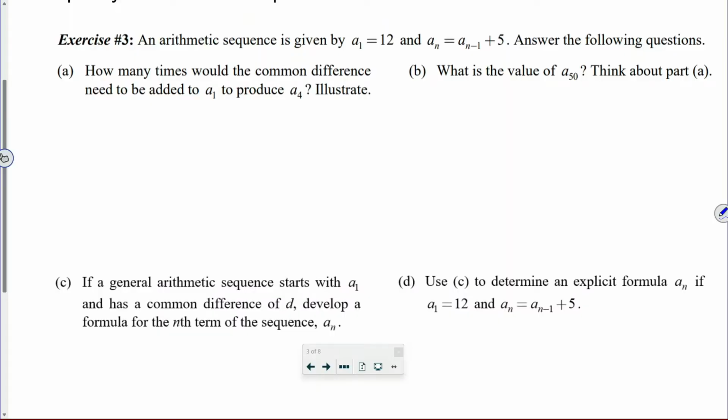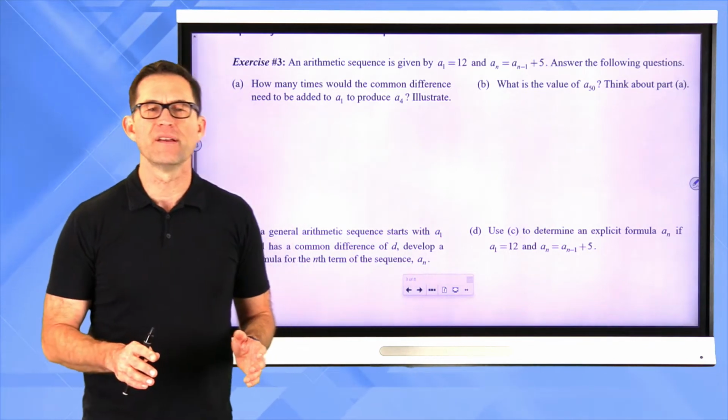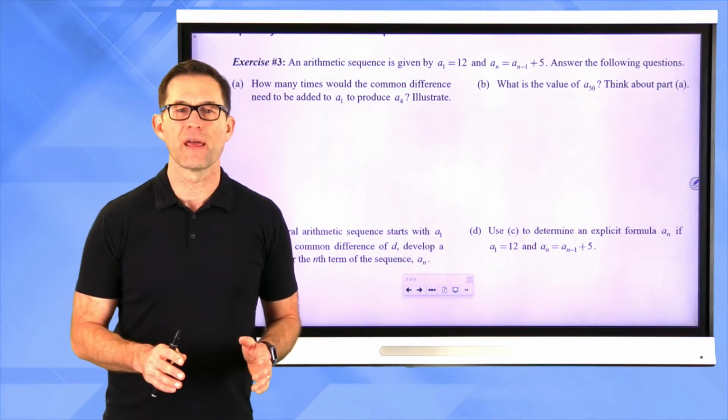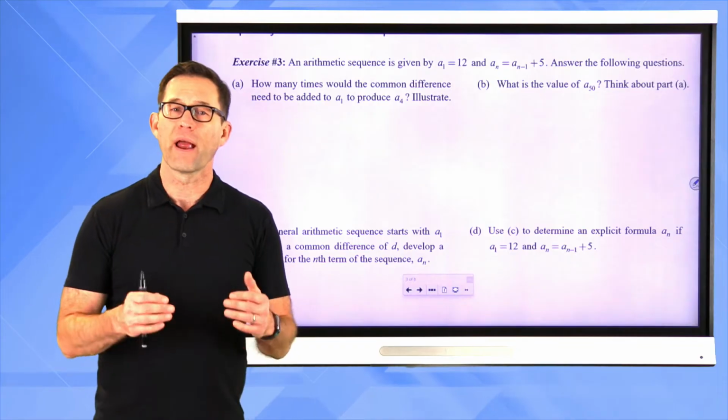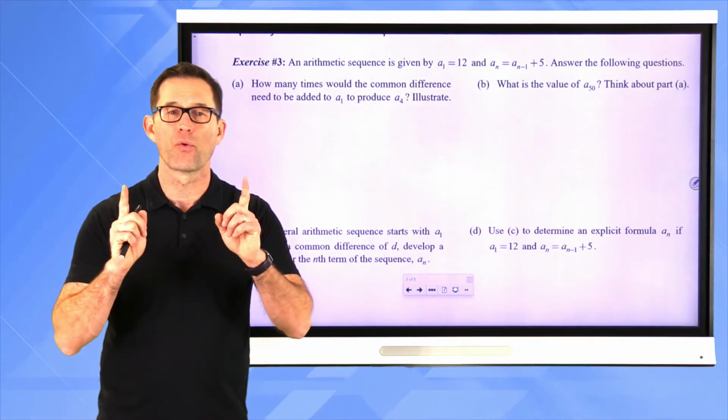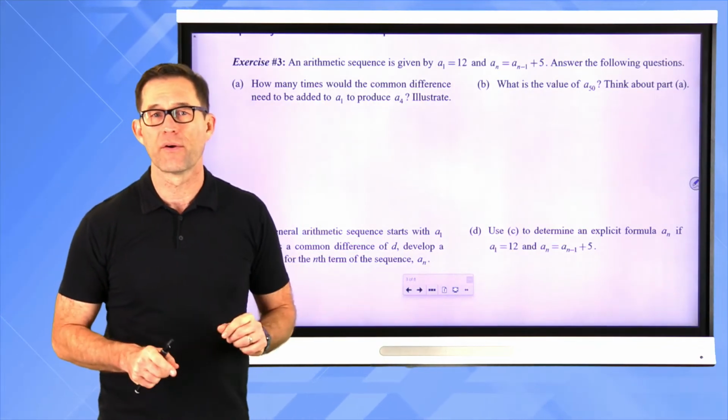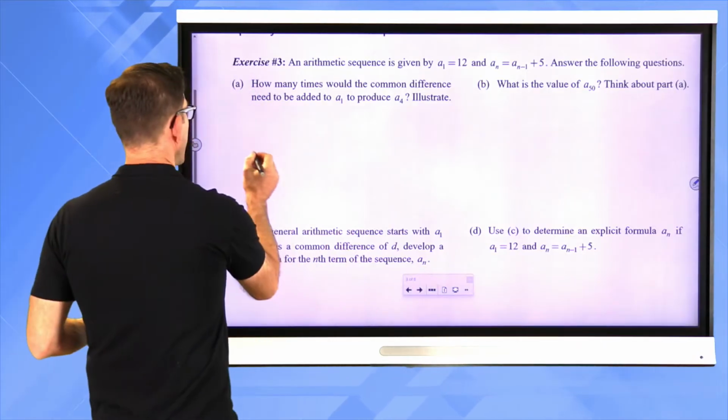An arithmetic sequence is given by a1 equals 12 and an equals an minus 1 plus 5. Answer the following questions. Letter A. How many times would the common difference need to be added to a1 to produce a4? Illustrate. Well, let's talk about this together because everything you need to understand the explicit formula for an arithmetic sequence is going to happen right now, right here in letter A. Let's take a look at it.